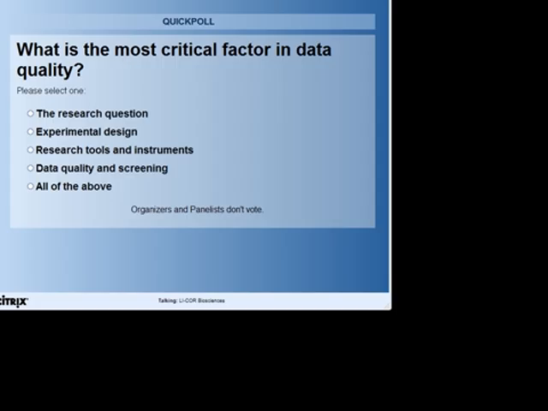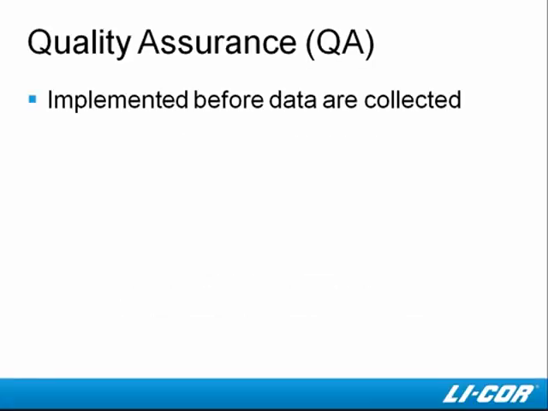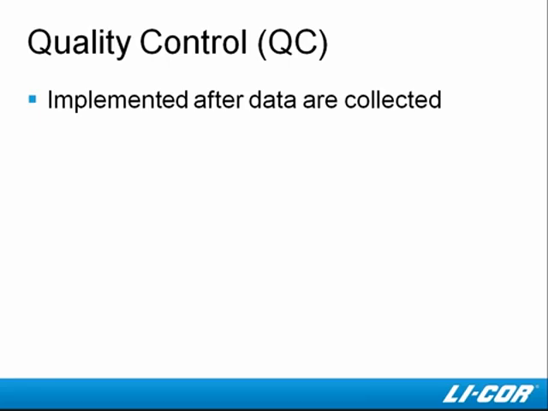Obviously, there is no right or wrong answer to our polling question. We have all heard the terms QA and QC. What do these terms mean? In the context of research, a simple definition of quality assurance is a process implemented before data are collected to ensure quality. Quality control, on the other hand, is a process implemented after data are collected to ensure quality.